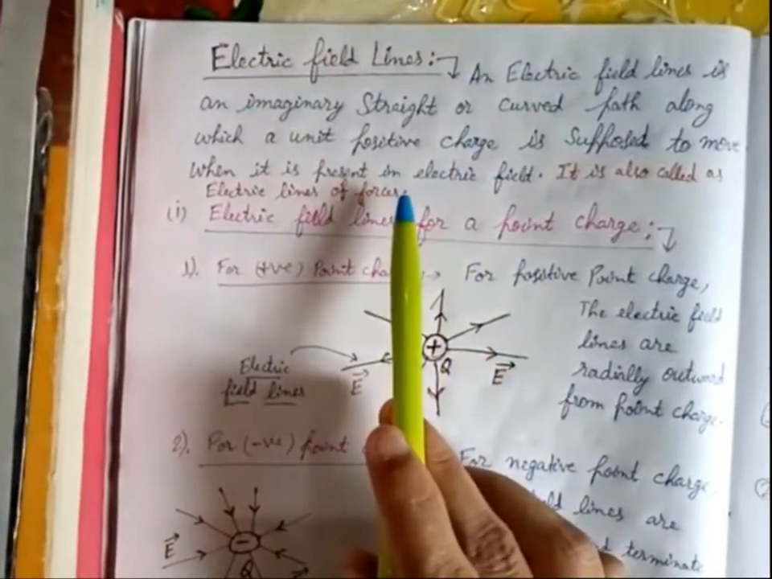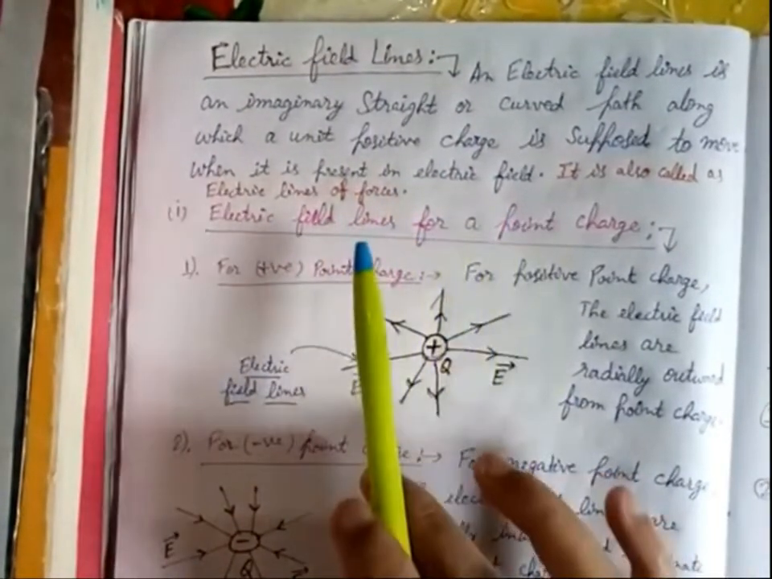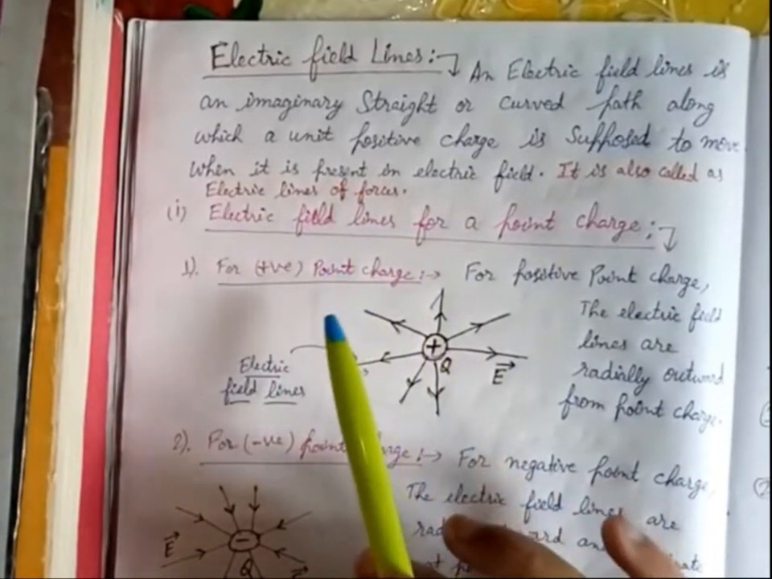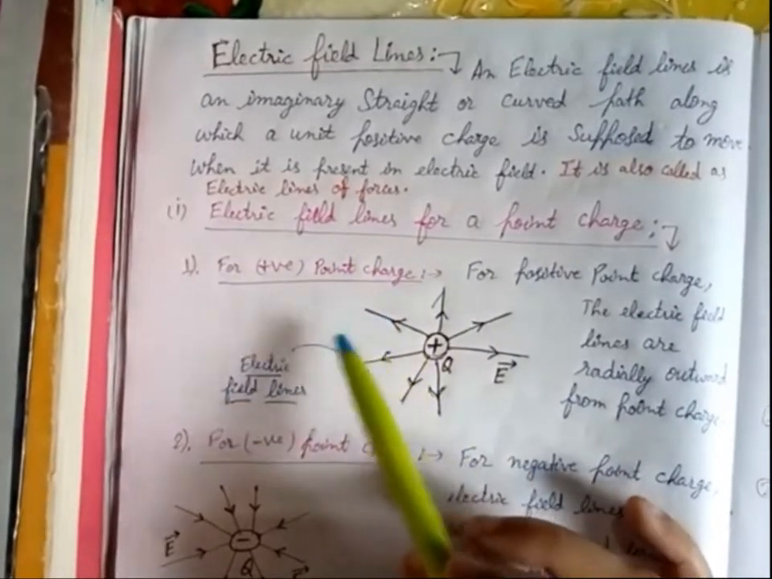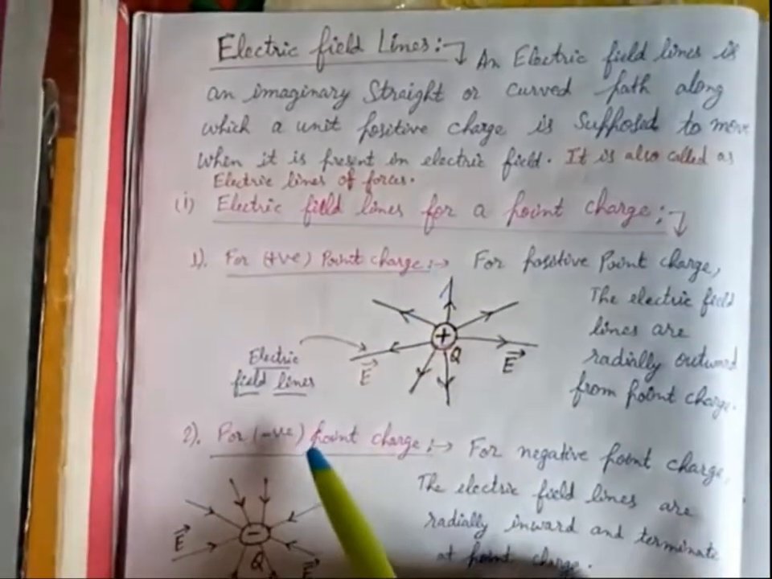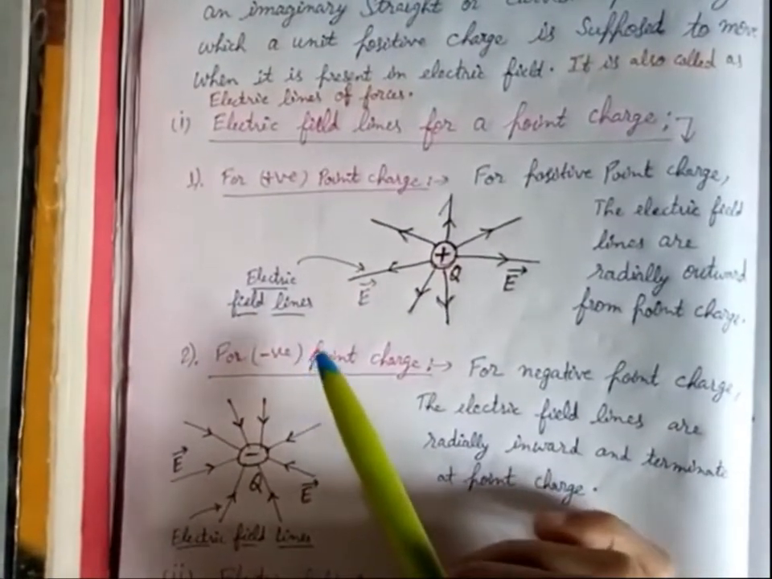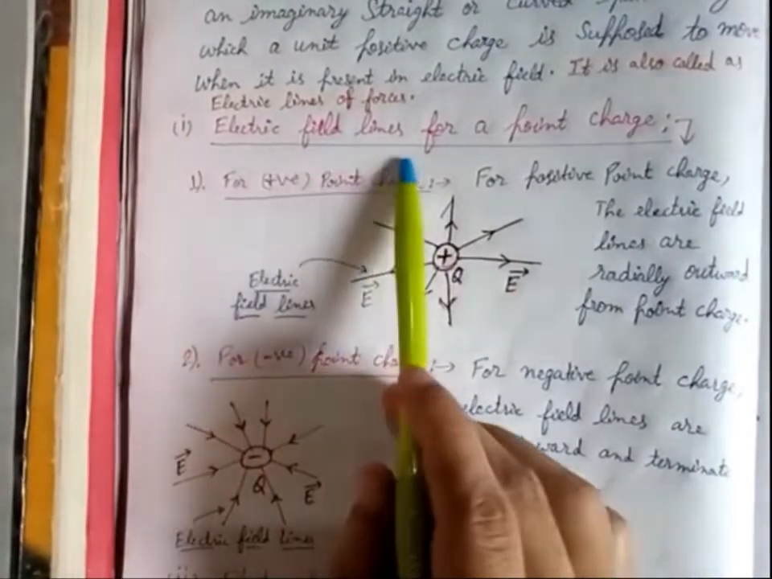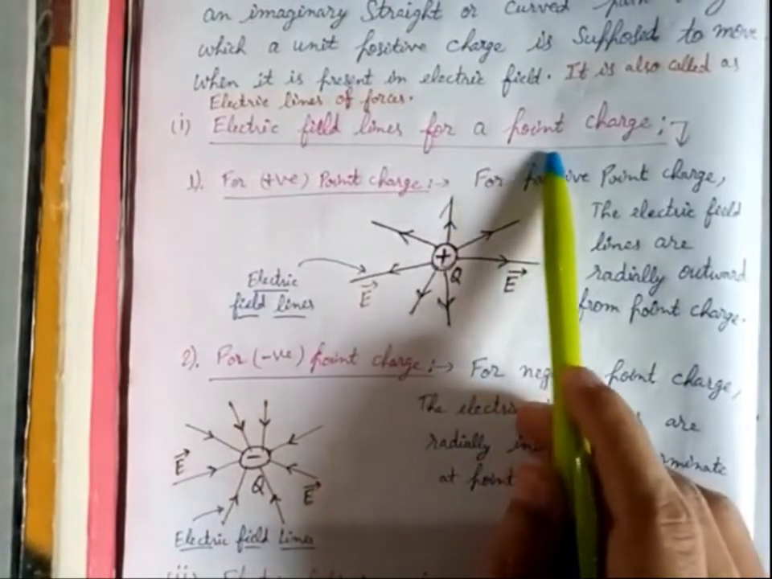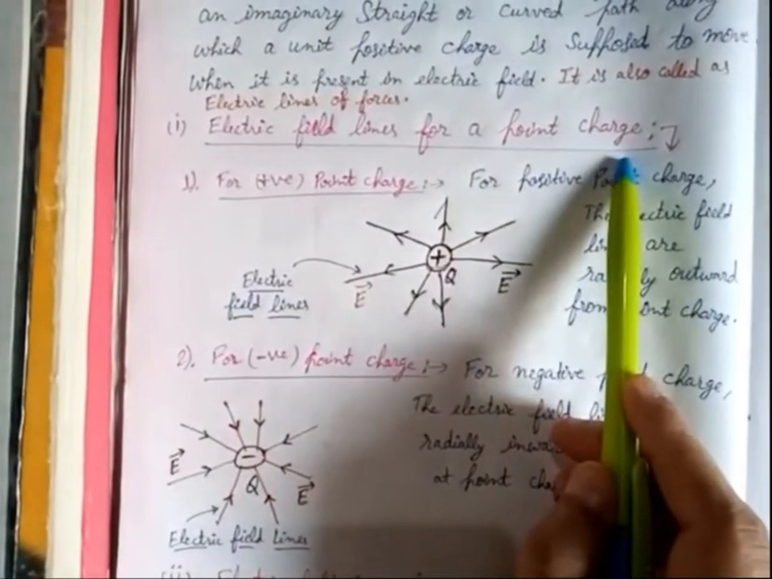Electric field lines are nothing but imaginary lines which give the direction of the electric field at that particular point. Okay, now the next topic is electric field lines due to a point charge.